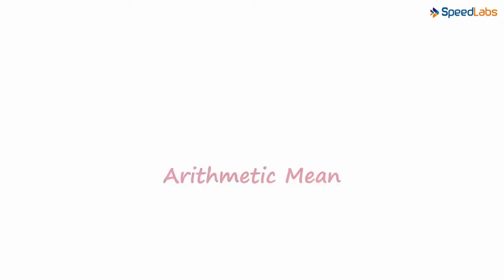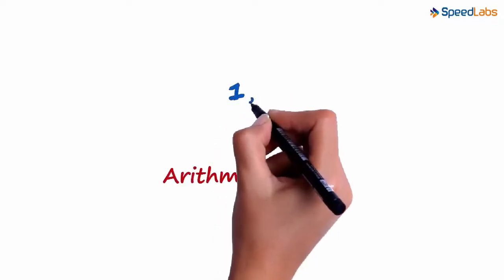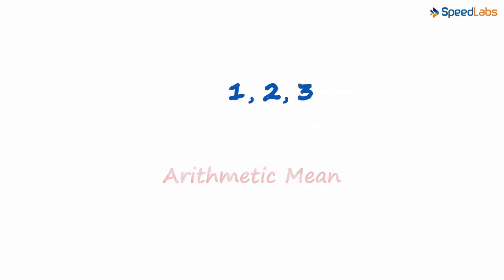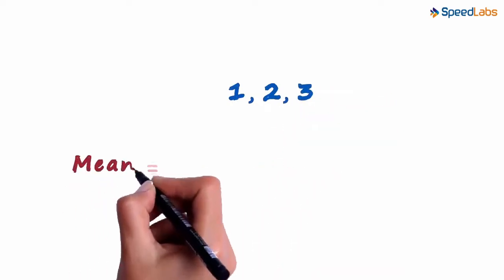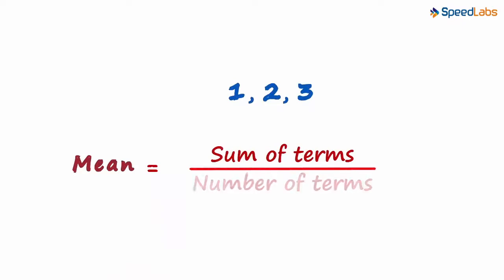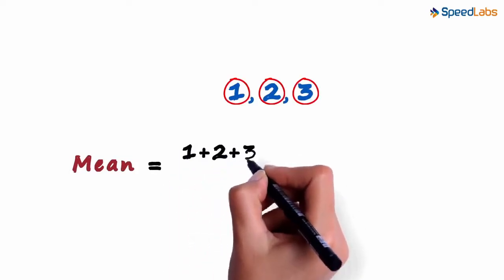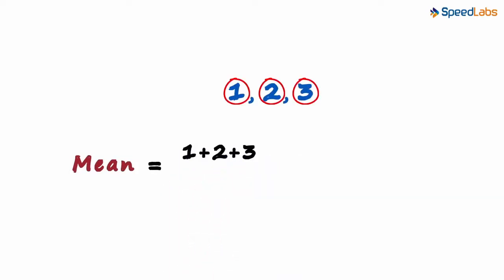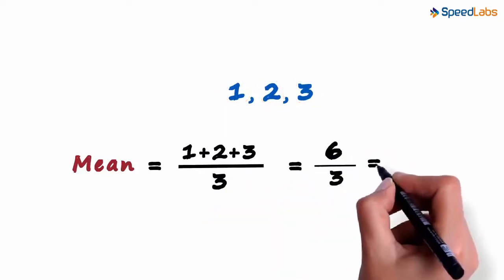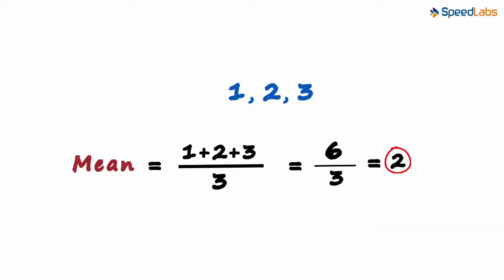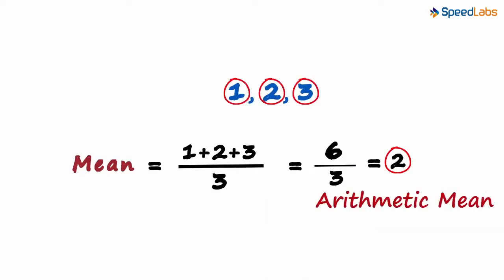How do we find the arithmetic mean of the numbers 1, 2 and 3? We have seen that the mean equals the sum of terms divided by the number of terms. Here, the sum of terms will be 1 plus 2 plus 3, and as there are 3 terms, we divide the sum by 3. This would equal 6 by 3, which equals 2.